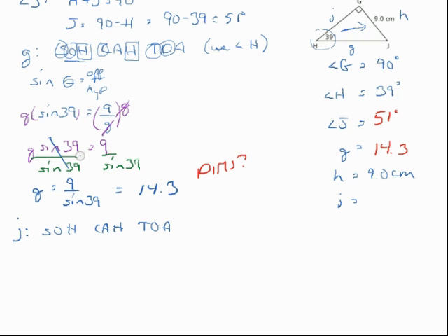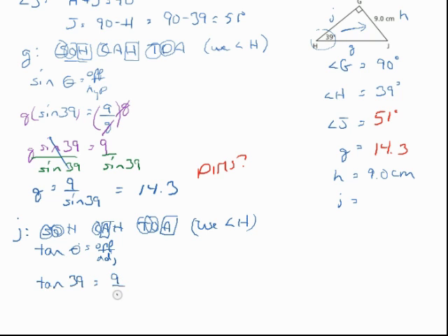So this time we're going to use angle H again, same reason. We still know that that's the one that we know. So we know sine, we know cos, we know tan, and we know the opposite. And this time what we're looking for is adjacent to angle H. So we're going to use tan. So tan theta is opposite over adjacent. Tan 39 equals 9 over J.